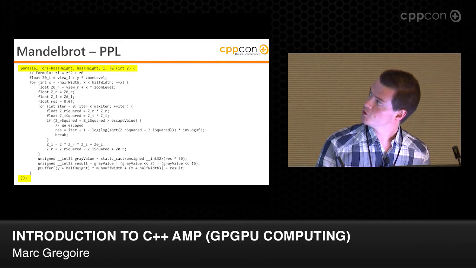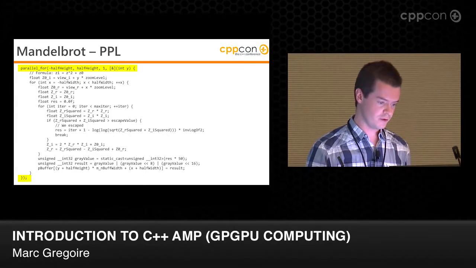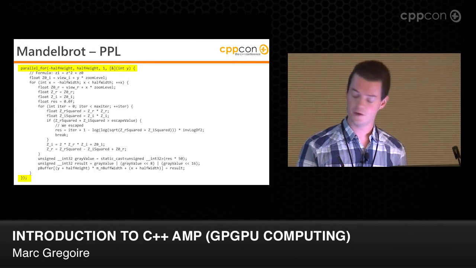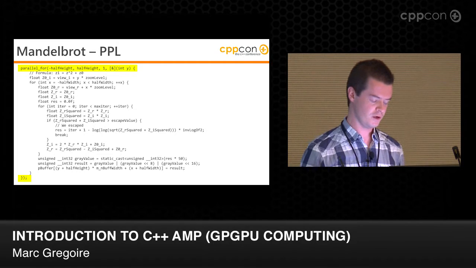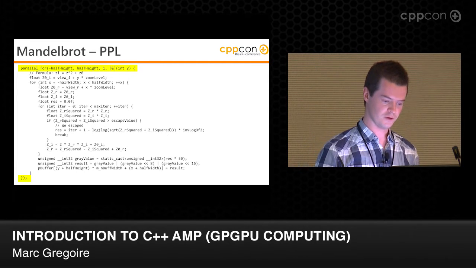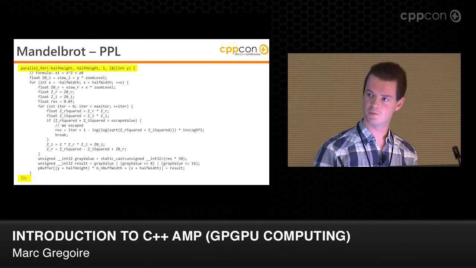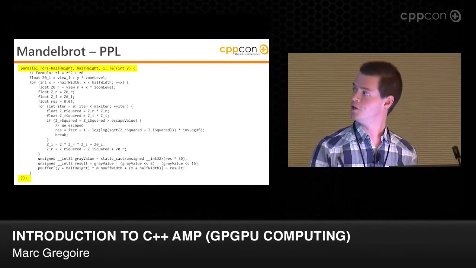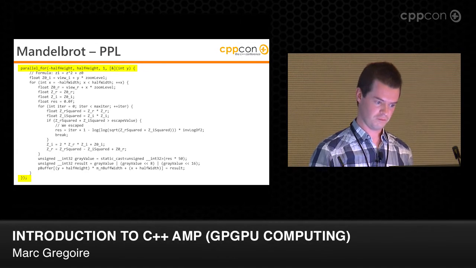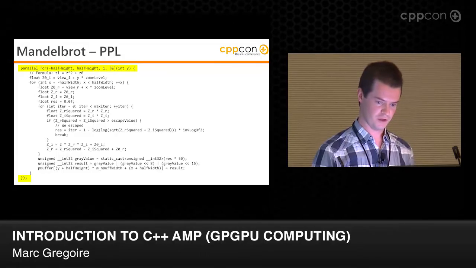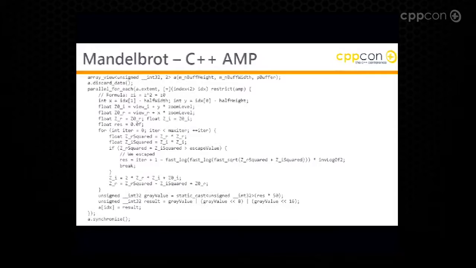I just noticed that I'm capturing everything here by reference. It's actually not recommended to capture everything automatically by reference or by value. It's better to explicitly state what you want to capture so that you don't have some strange problems with that. Now we have the PPL version. Now we can convert this one to C++ AMP.